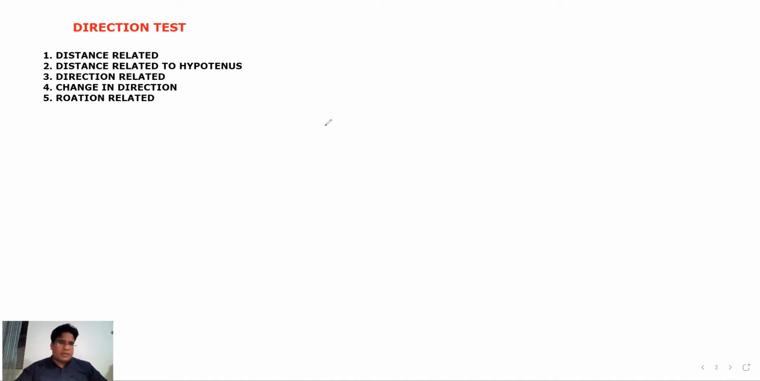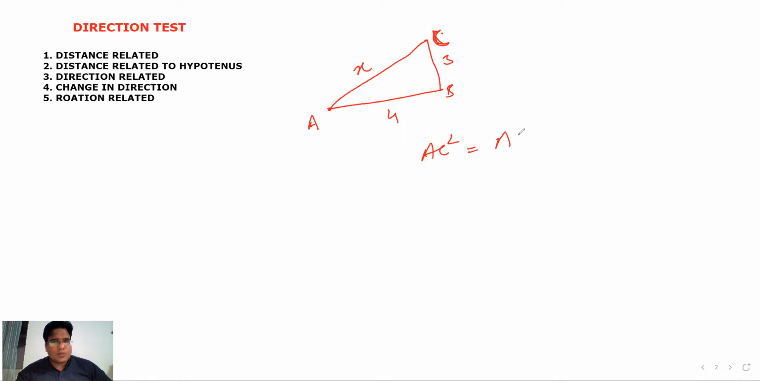For example, a person is standing here at point A, goes in the east direction to point B for 4 kilometers, and then takes a left turn and walks for 3 kilometers and reaches point C. Then what is the distance between A and C? We have to find out this distance. To find out this distance, we have to know the Pythagoras theorem. And what does Pythagoras say? AC square always equals AB square plus BC square.